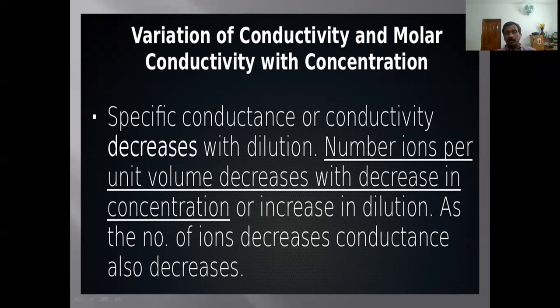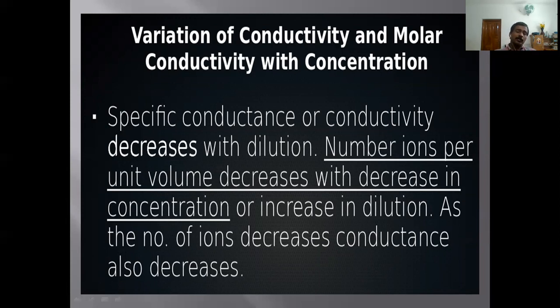Conductance is directly proportional to number of ions. If number of ions per unit volume decreases, what is happening to the conductance? Specific conductance decreases with increase in dilution. What is the variation of specific conductance with dilution? Specific conductance decreases with increase in dilution. What is the reason for that? Because number of ions per unit volume decreases. That is the reason.